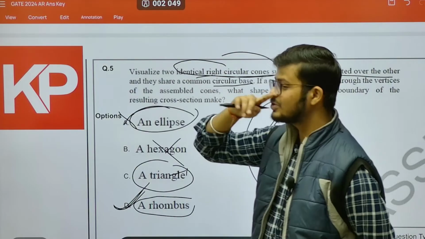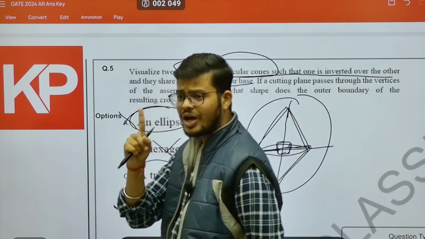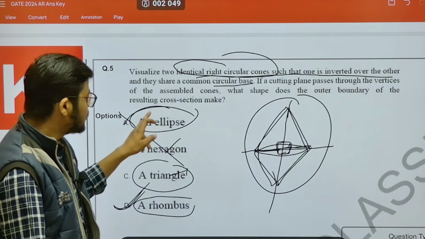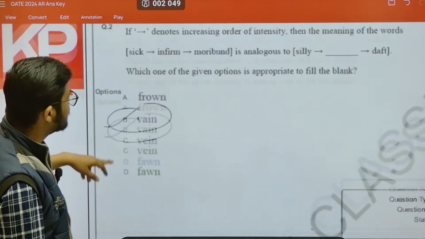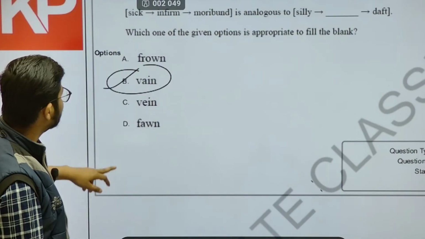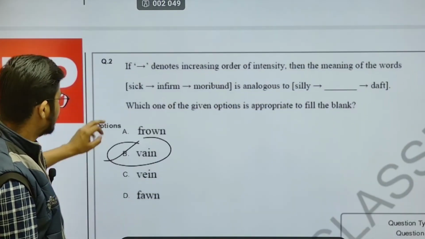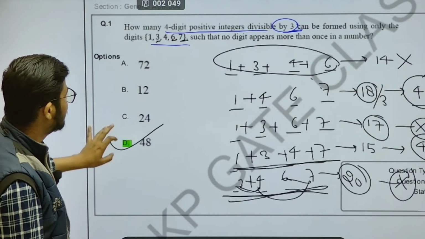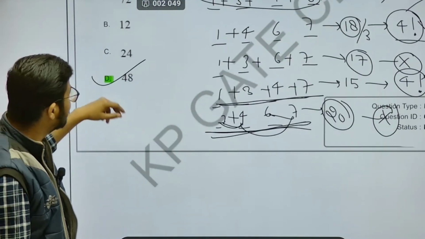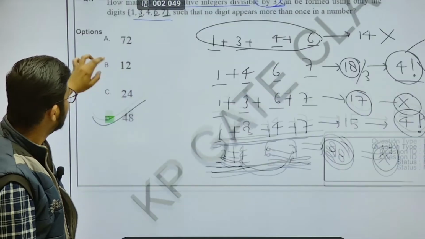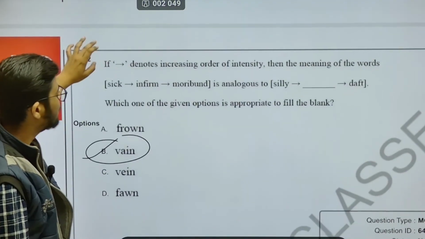Question number 5. Now all these questions are for only 1 mark. Now we are going to solve questions which consist of 2 marks. So this question number 1 we have done. The answer for question number 1, how you can solve this, was based on PNC and the correct answer is 48.